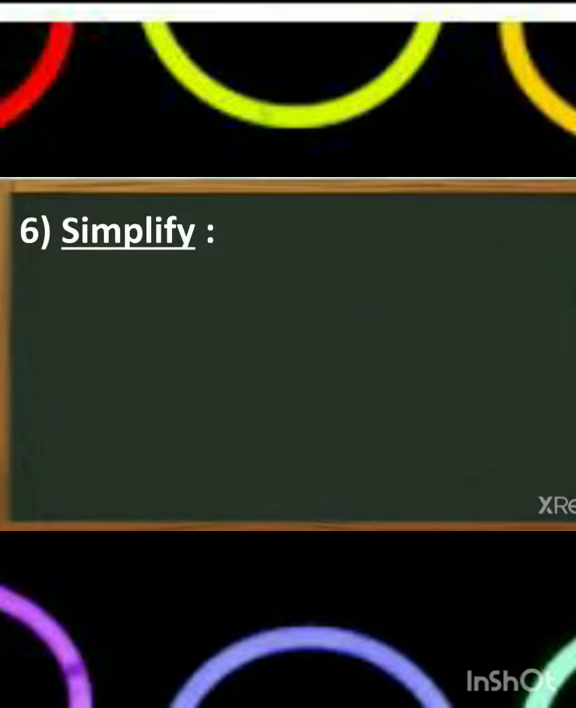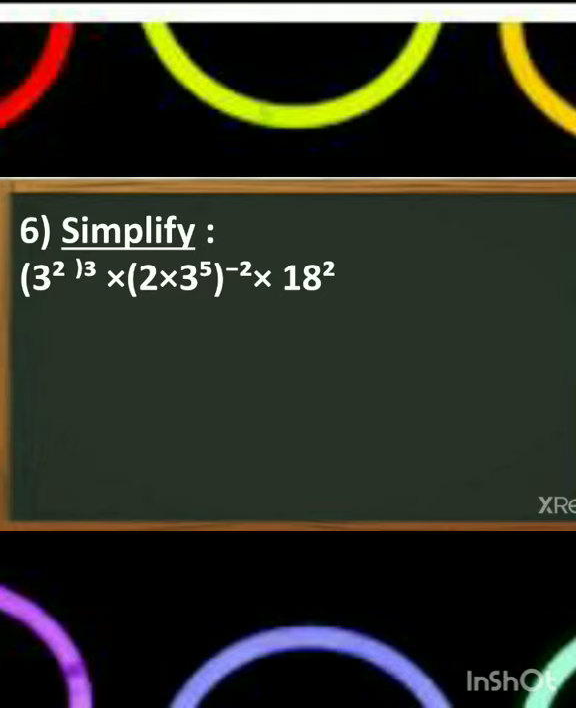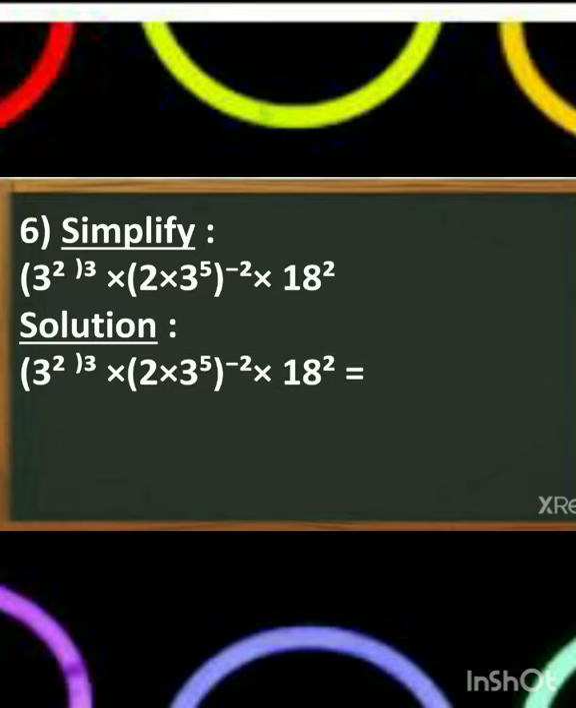We'll see one more problem. Sixth problem, simplify. 3 square the whole power 3 into 2 into 3 power 5 the whole power minus 2 into 18 square. Solution. So first we are going to apply the power rule. So what is the power rule? A power m the whole power n equal to a power m into n. So the power should be multiplied. So 3 power 2 into 3. Then 2 into 3 power 5 the whole power minus 2.